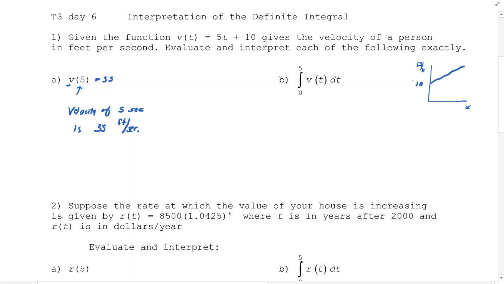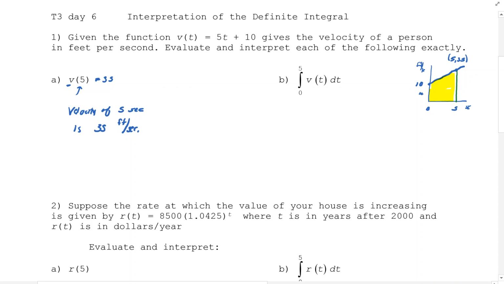If I want to evaluate this from 0 to 5, I know that this point is the point 0, 10. This point is the point 5, 35, simply plugging the 5 into the equation as we did over here. And we've got this area between the curve and the x-axis that I need to evaluate. Because it is a nice geometric shape, I can find that area using the area of a trapezoid.